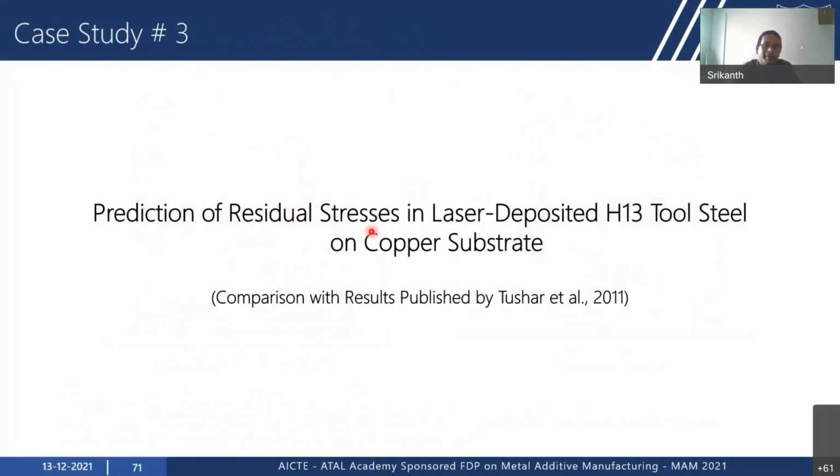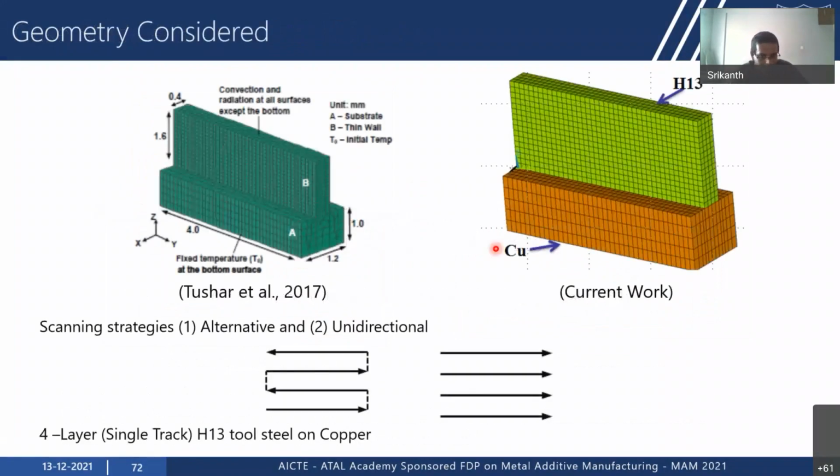Then we look at a multi-material system, prediction of residual stress in laser deposited H13 tool steel on a copper substrate. In a work by Tushar et al., they looked at a situation where you have a different substrate and a different deposit. You have a copper substrate on which you have deposited H13 steel using two different scanning strategies, unidirectional and alternative. In unidirectional, you go from left to right, the laser then moves back to the left and again scans. So there is a dwell time here. The next one is you go from left to right and then come back in the opposite direction. This is the alternative scan strategy.